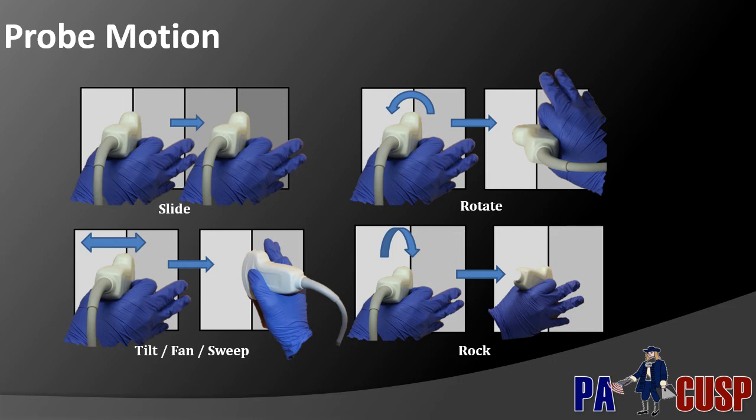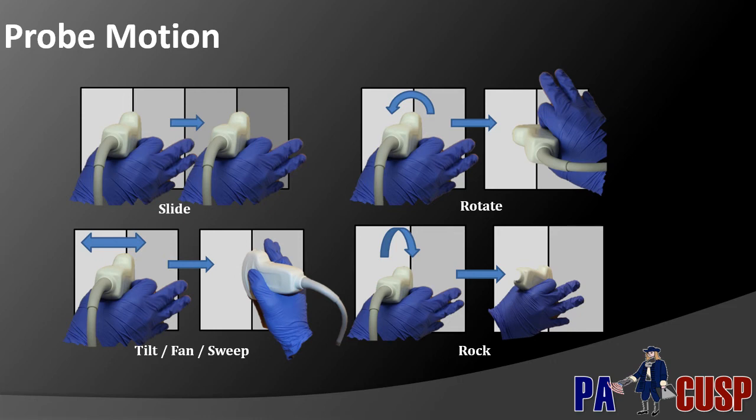The next term that we need to be familiar with is tilting, sometimes referred to as fanning or sweeping. The transducer is going to be held in a fixed position, and then the angle is going to change along the long axis. In effect, this is going to give you a series of cross-sectional images through a single organ. A common example of this would be cross-sectional imaging on the short axis of the heart.